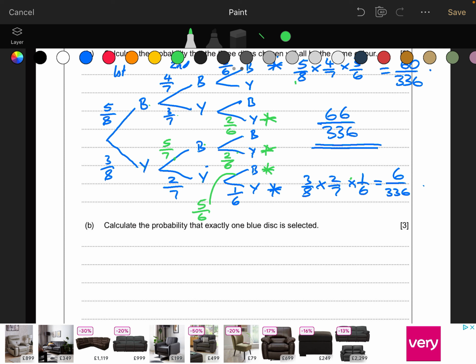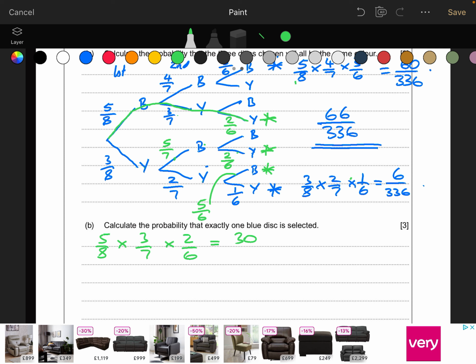So the first one will be this route here, and that means 5 over 8 times 3 over 7 times 2 over 6. 5 times 3 is 15, times 2 is 30.